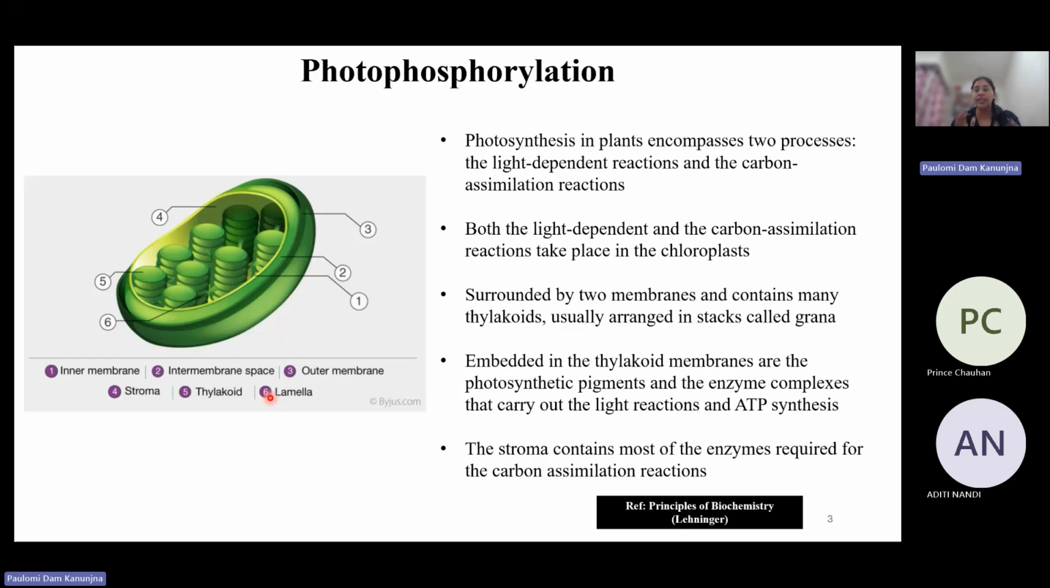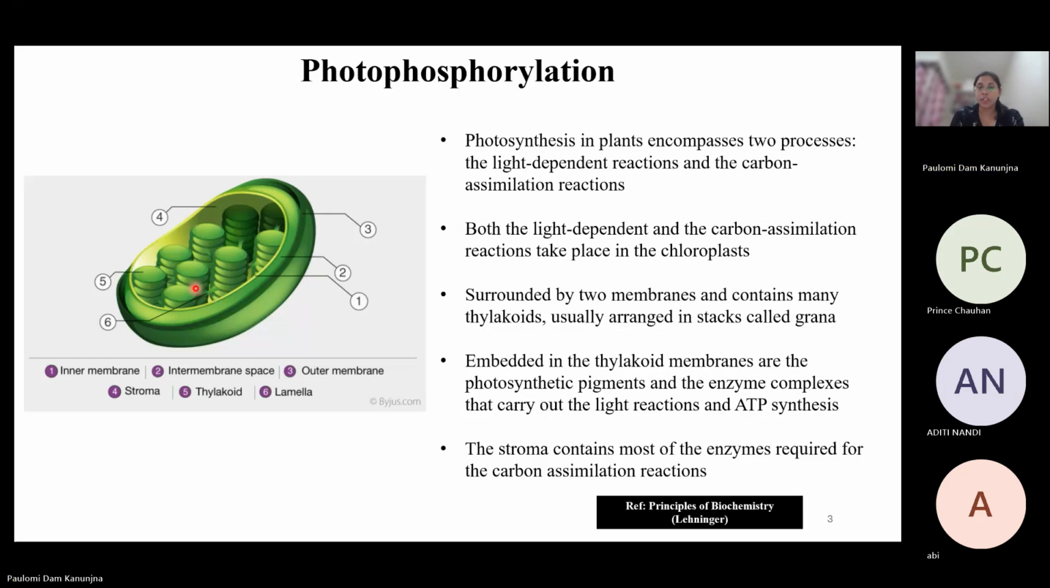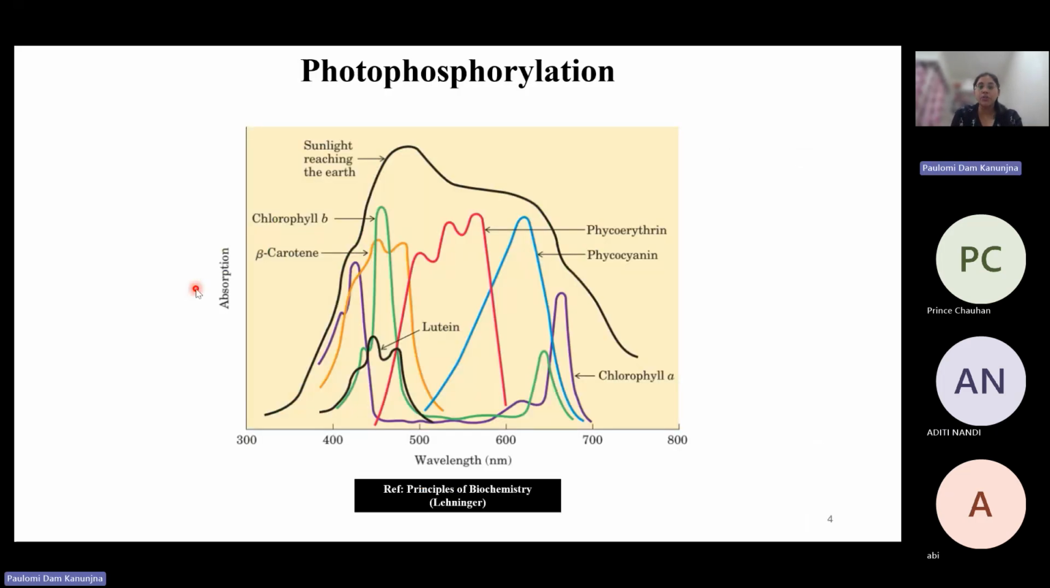So where does the difference actually take place between light reaction and dark reaction? In the site. So light reaction takes place in the lamella or the grana here, while carbon assimilation reaction takes place in the stroma here. So in the stroma, which is the outside space, there you have the carbon assimilation reactions, while the process of capturing solar energy and making use of it to generate ATP and NADPH is taking place in this grana, right?